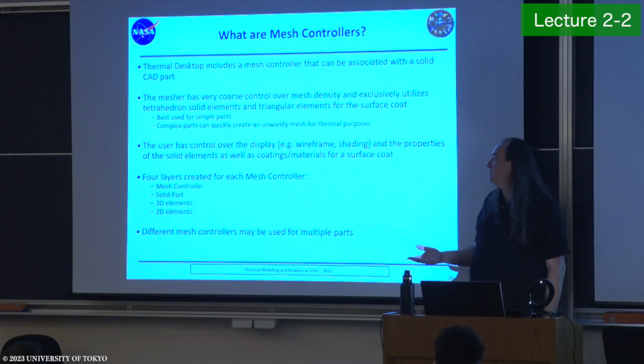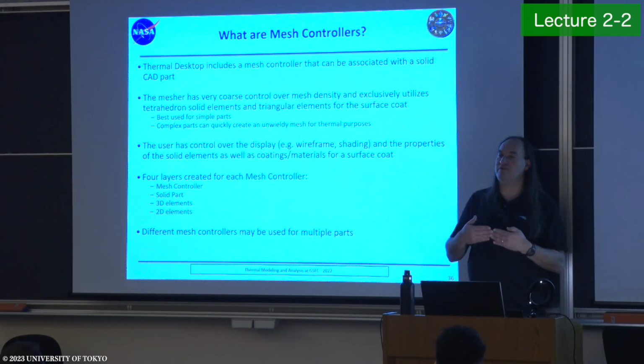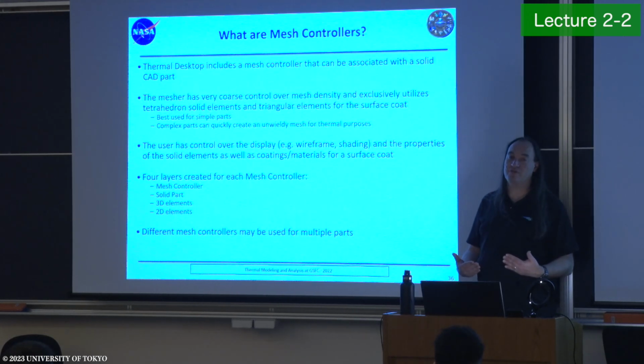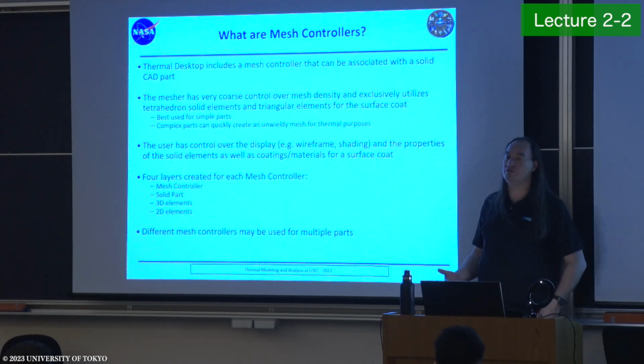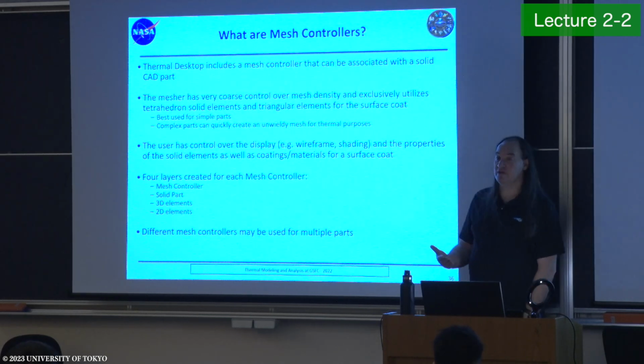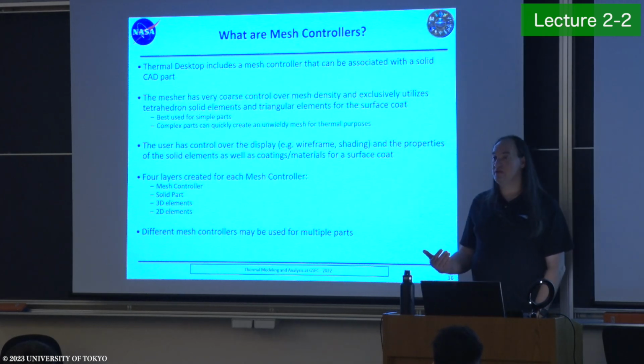But a lot of the meshes can much more easily fit triangles and tetrahedrons to solid shapes and planar shapes than they can quads. Quads are harder to deal with. So that's why you'll see more of the mesh controllers dealing with tris and tets than you do with bricks and quads.